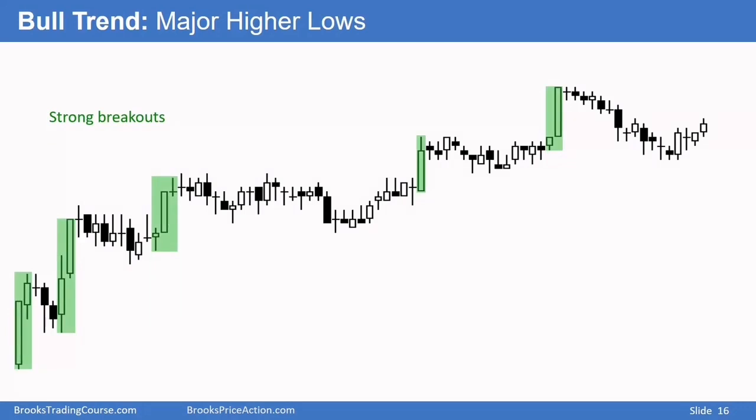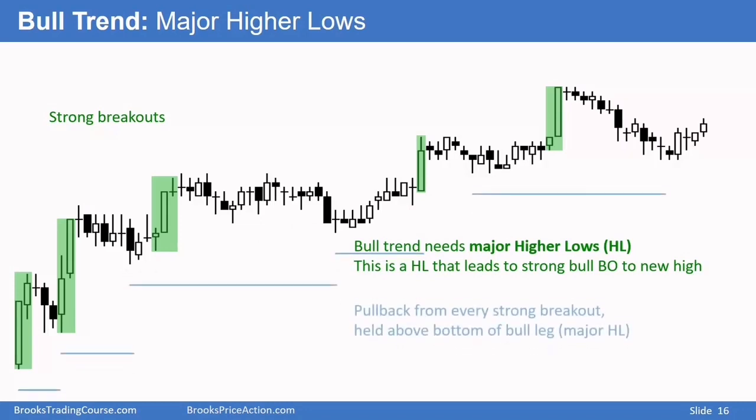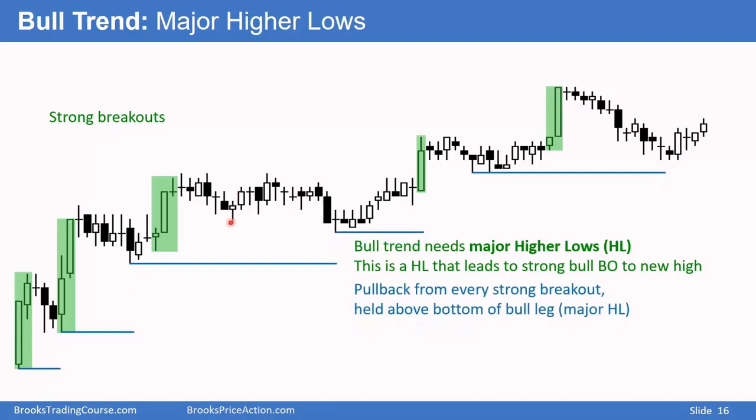These are major higher lows. Major higher low, followed by a strong bull breakout, usually to a new high. Not always, but usually to a new high. If it's a trend, bulls tend to raise their stop to just below the most recent major higher low. For example, if a bull bought here, he would not raise his stop here. He would keep it below the most recent major higher low. And as long as the market's making major higher lows, it's in a bull trend.